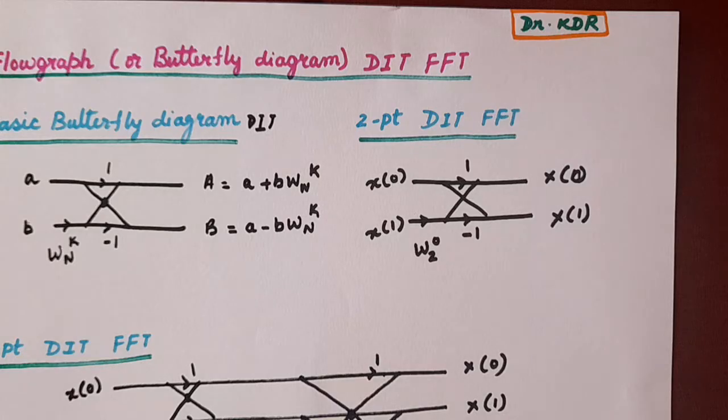Hello dear students, today the topic of the class is to draw the flow graph of DIT. In this class, I will be explaining about 2-point DIT, 4-point DIT and 8-point DIT flow graphs. DIT stands for decimation in time. This is an FFT algorithm for the computation of DFT. It also is used for the computation of IDFT.